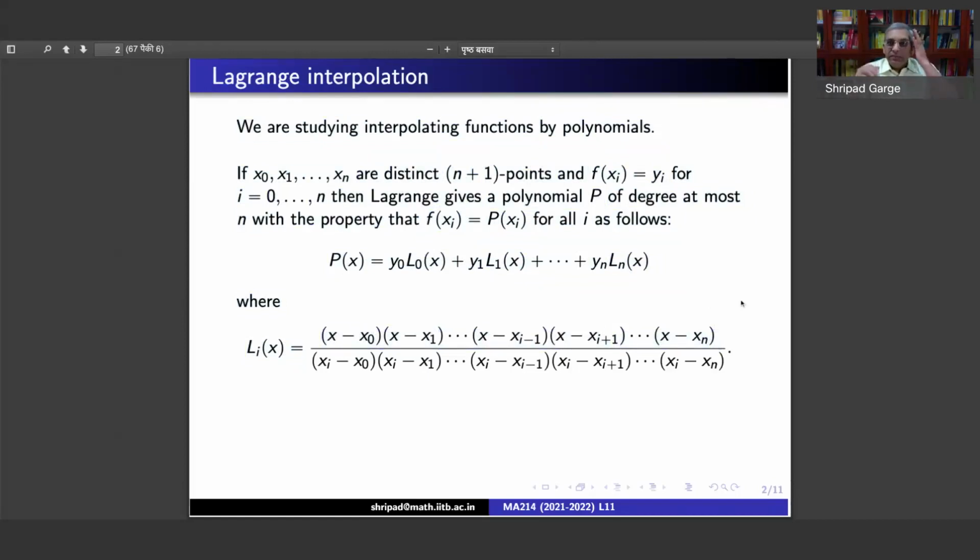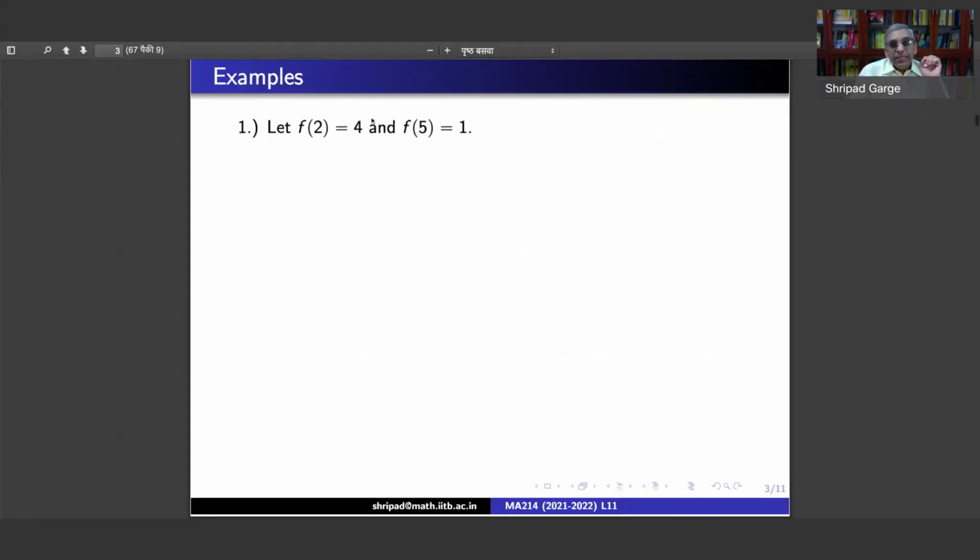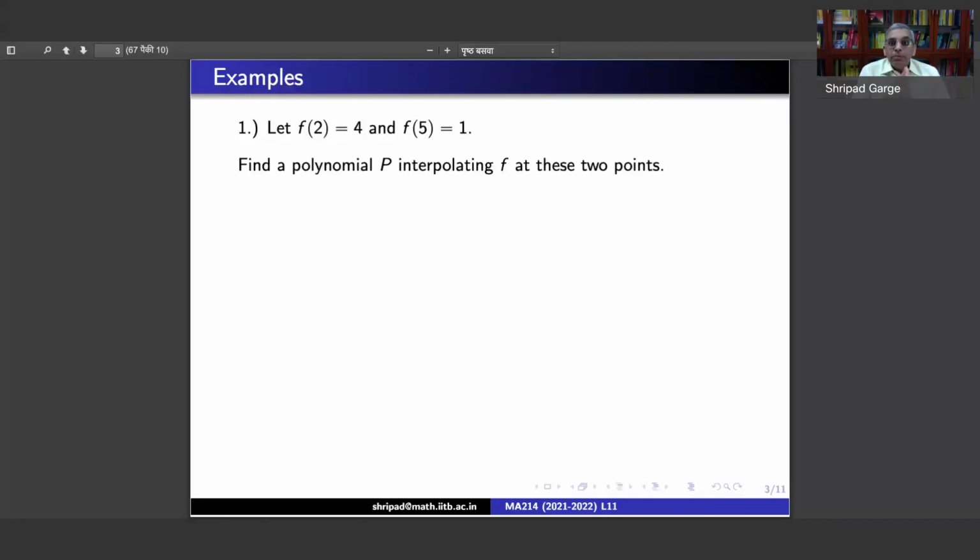Once you think about it, one realizes that it is indeed a simple method, and let's do some examples. We actually did a general example of a constant polynomial already, where we have been given only 1 point and some particular value at that point, and we saw that for one single point, the function that we get is a constant function. Let's now look at 2 points. So f of 2 is 4 and f of 5 is 1, and we want to find the polynomial p which interpolates the function f at these 2 points.